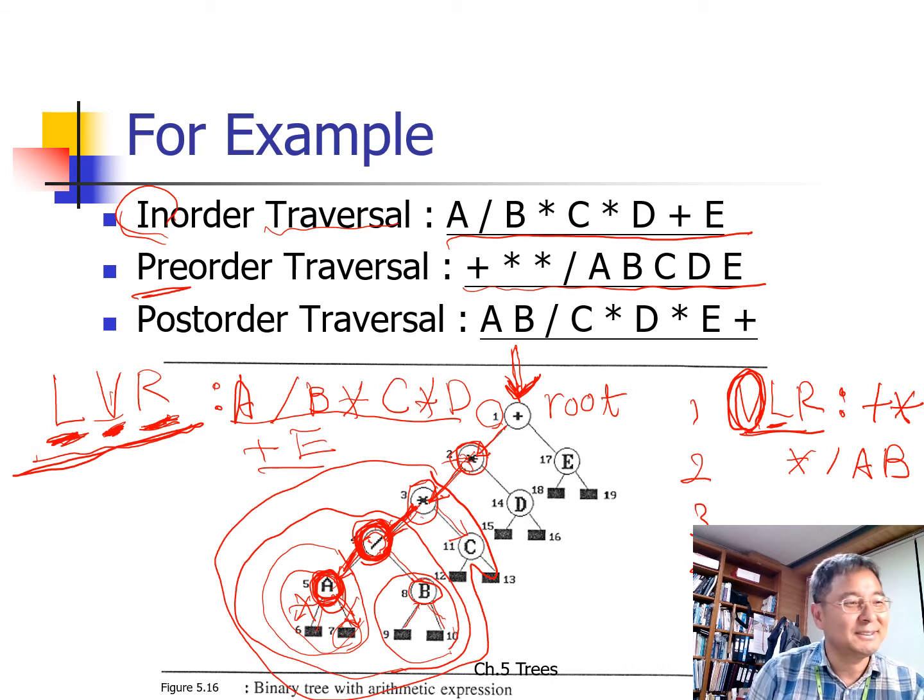Okay, so can you calculate what the in-order traversal order is, what the pre-order traversal order is, and what the post-order traversal order is, if you are given one binary tree? You must understand how to visit all of the nodes in the binary tree following these three traversal methods. That's important here.